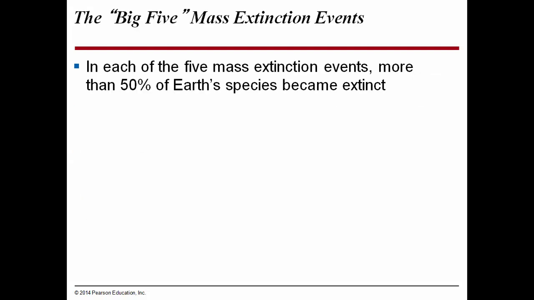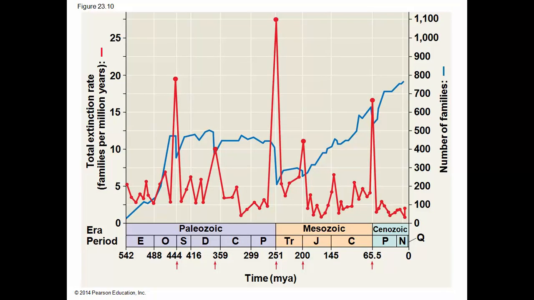There have been five mass extinction events to date. In each of them, more than 50% of the Earth's species became extinct. Okay, here are the five mass extinction events.